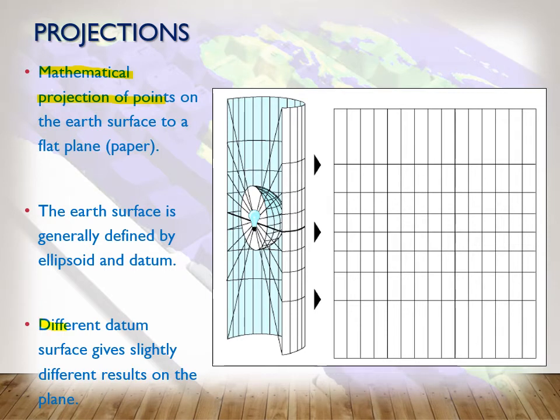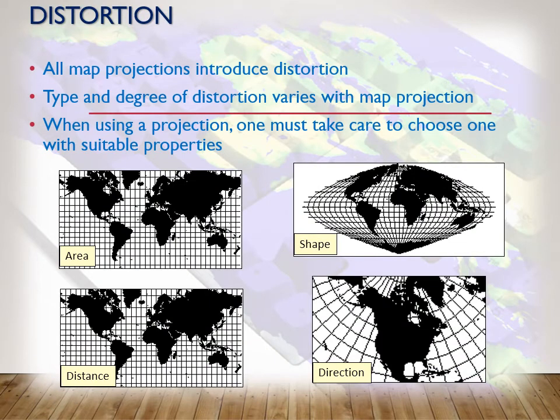And again, different datums may give you different results on this, because a datum helps you understand the size and shape of the Earth. So all maps have distortion, but the type and degree will vary.